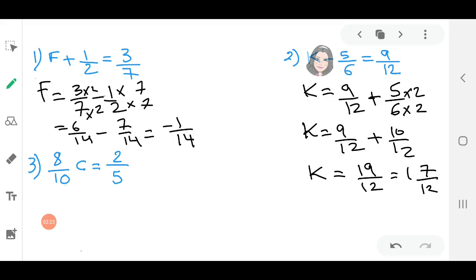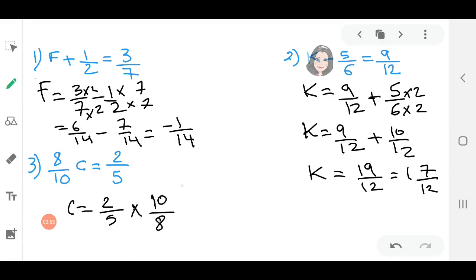Number 3. 8 over 10 c is equal to 2 over 5. Remember, this is 8 over 10 times c. The inverse operation of multiplication is division. So c is 2 out of 5 divided by 8 out of 10. And remember, when I am dividing by a fraction, this is the same as multiplying by its reciprocal. So this one will be changed into times 10 out of 8.